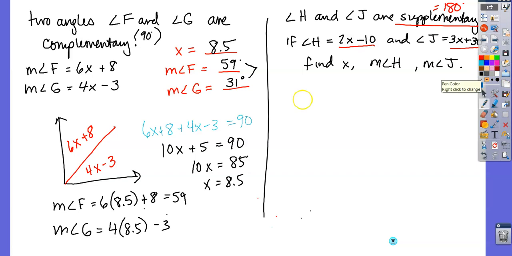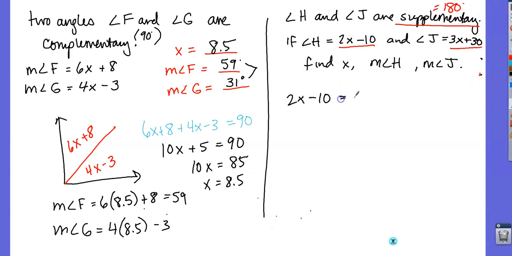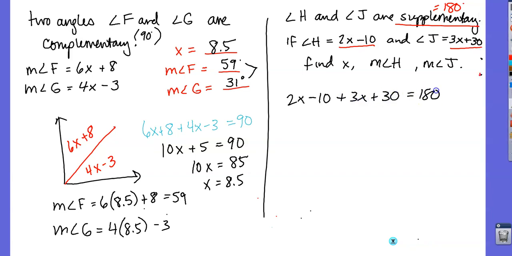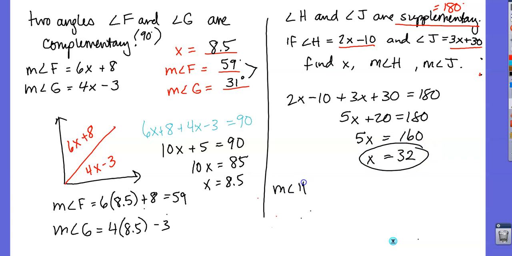And then basically you can just add these guys up to 180. So again, you can do a picture, but you don't have to. 2x minus 10 plus 3x plus 30 equals 180. So then I have 5x plus 20 equals 180. 160 equals 5x. Then I would just divide both sides by 5. And so I think I end up with 32, but I'm just going to check my math. Yep, 32.